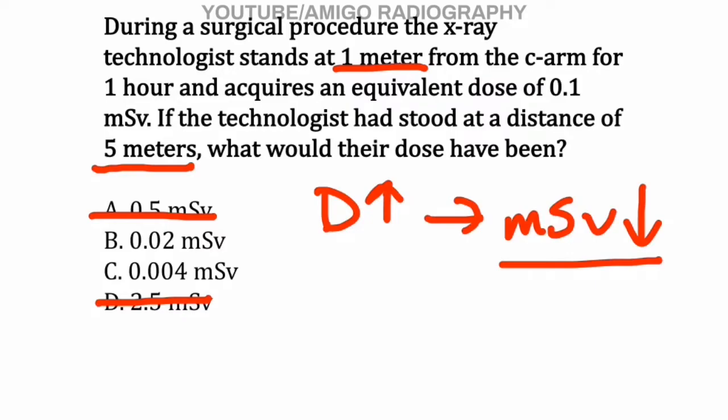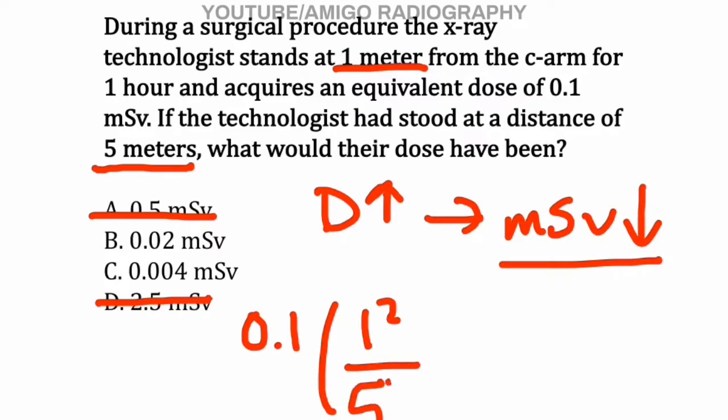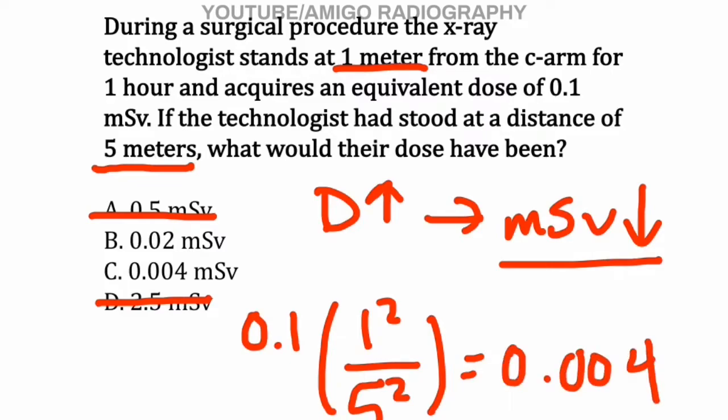So we start with the initial exposure, the initial dose of 0.1, and again we multiply it by the square of the distances, 1 squared over 5 squared, and that gives us a new dose of 0.004 millisieverts. And so we know the answer has to be C.